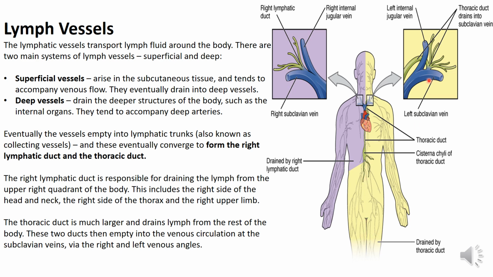The thoracic duct joins with the left subclavian vein. The right subclavian vein receives drainage from the right upper limb, right thoracic cavity and right side of head and neck, through the right lymphatic duct. That is about the lymph vessels: superficial vessels, deep vessels, the right lymphatic duct and the thoracic duct.